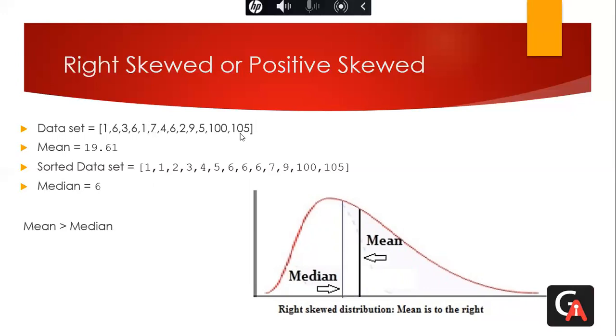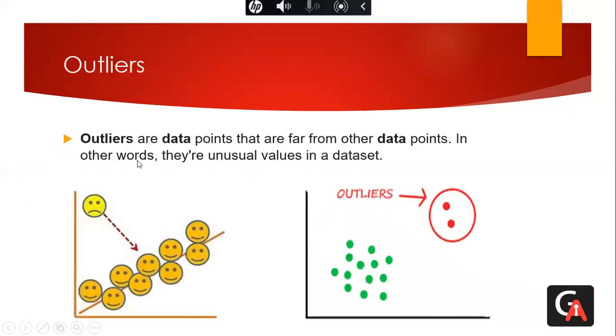So these two values are called outliers. So what are outliers? Outliers are the values which are very high or very low compared to the other data points. Outliers are the data points that are very far from other data points. In other words, they are unusual values in the data set, meaning they are not following the trend. So let's look at this example. Here most of the values are in this region, but only two values are here. So these are the outliers, and here there is only one person who is very far from the other people. So I can say that this is the outlier.